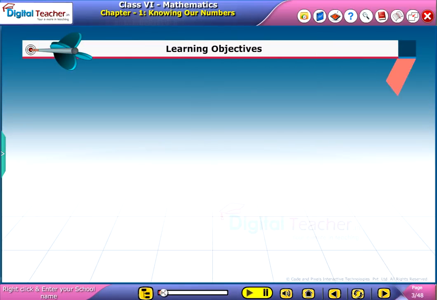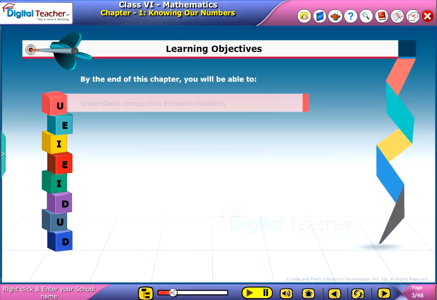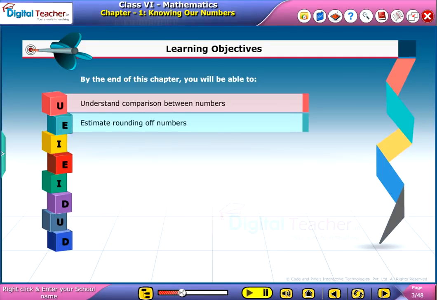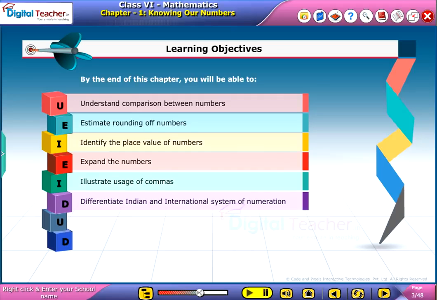Learning objectives. By the end of this chapter, you will be able to understand comparison between numbers. Estimate rounding off numbers. Identify the place value of numbers. Expand the numbers. Illustrate usage of commas. Differentiate Indian and international system of numeration.